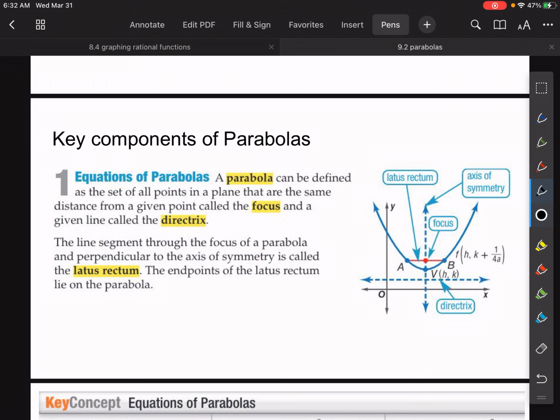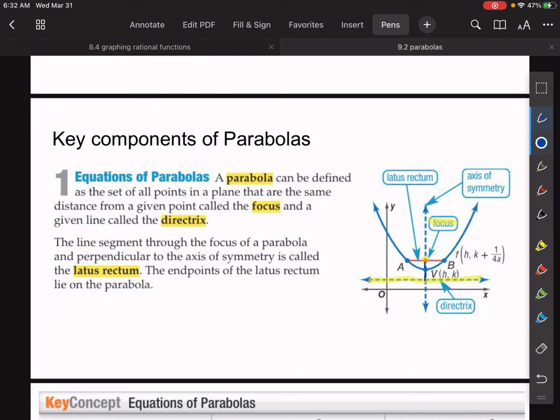If you see here in the picture, the focus is that point in the middle of the parabola, where all points in the plane are the same distance from it as they are to this line on the other side of the parabola, called the directrix. The distance between the actual graph and the focus and the directrix will always stay the same.